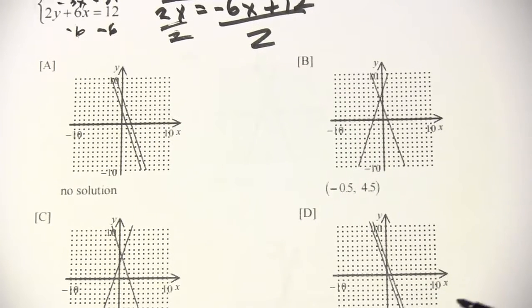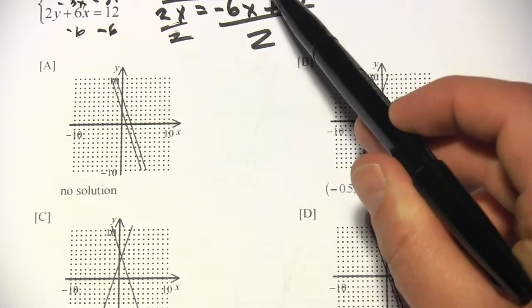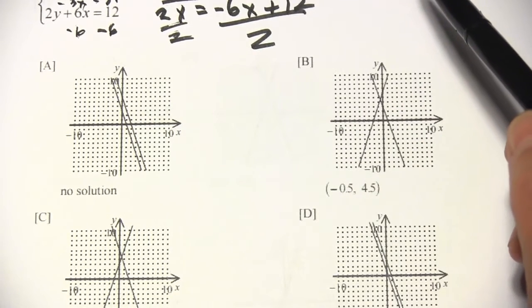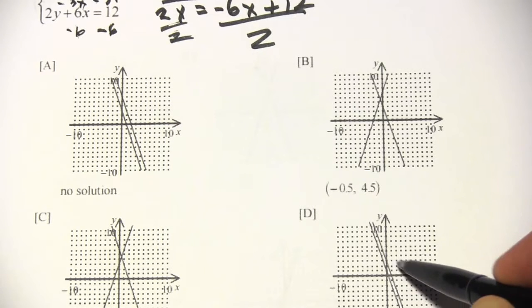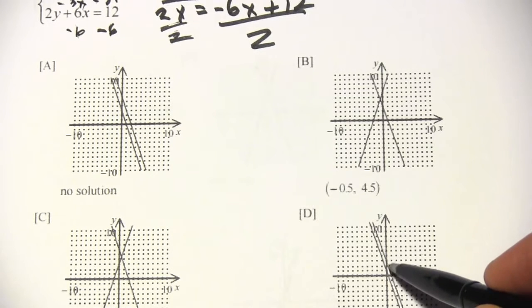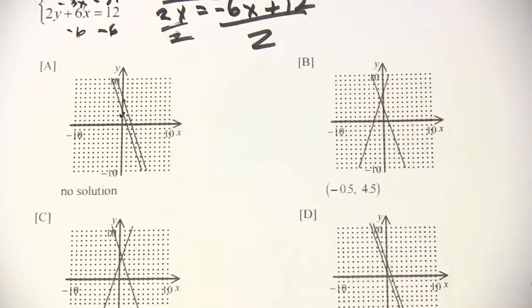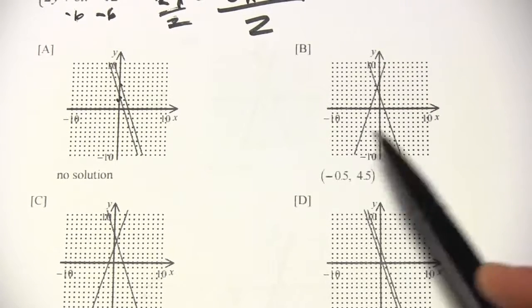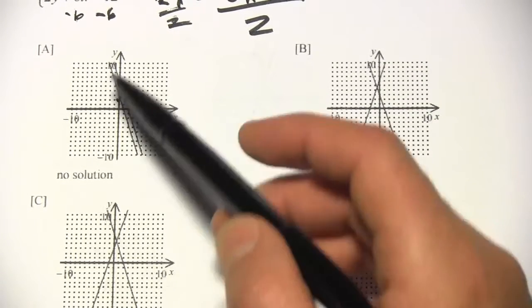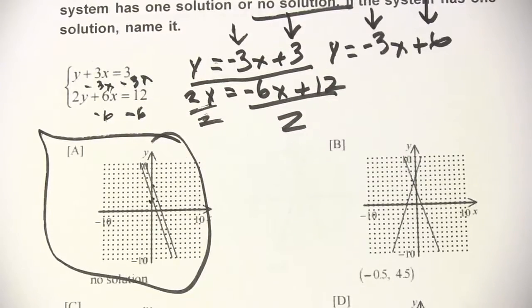Let's see if we can pick out which graph it should be. We need y-intercepts of 3 and 6. This one looks like it has a y-intercept of something smaller than 3 and 6, maybe 1 and 4 or something. This one looks like 3 and 6. And the others are pictures of systems that do have a solution, so not this one. So it looks like A is our answer in this case. Let's try one more.